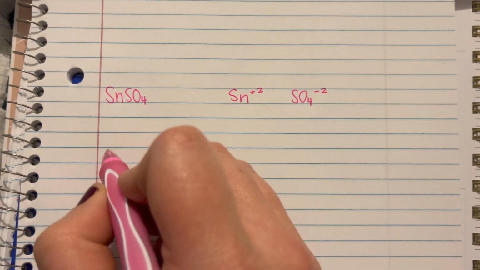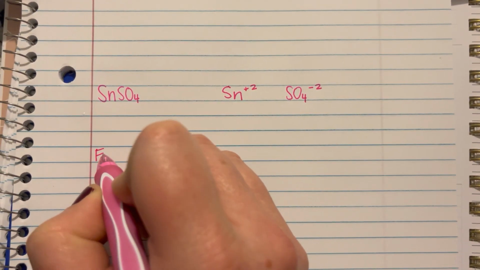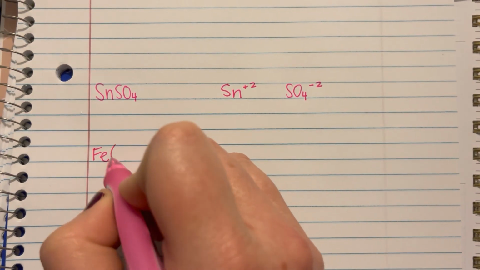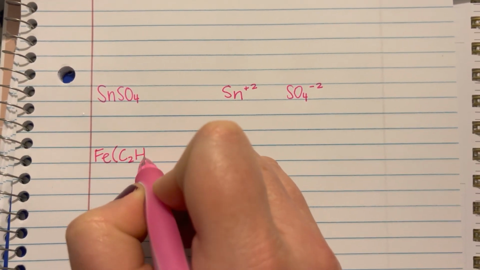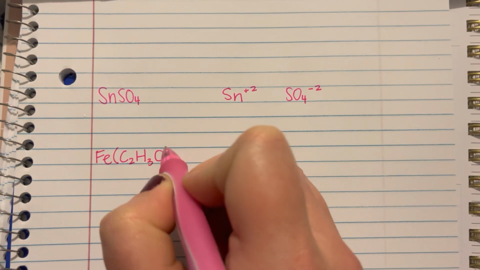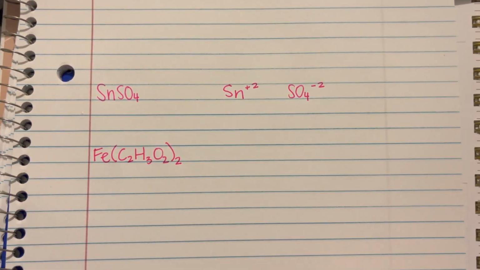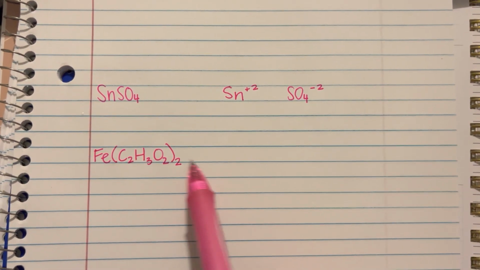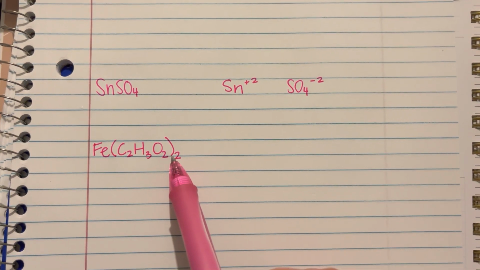Let's fit in one more example here. We can do Fe, parentheses, C2H3O2. Okay, just to show you what it would look like if we have a number outside the parentheses here.